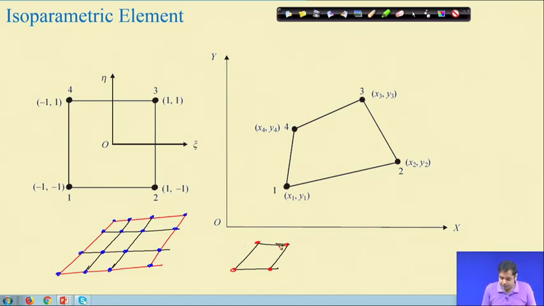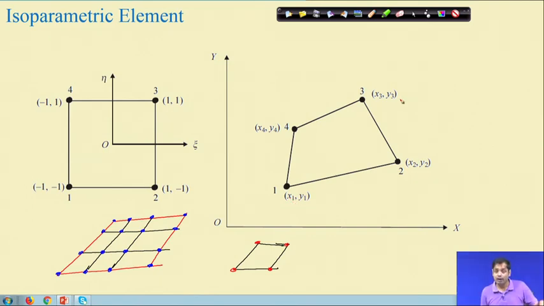So, what we can do is define two spaces. One is the parametric space, where your element, in this case, is a perfect square, 2 by 2, or you can have a 1 by 1 square. Okay. Now, then what happens? This is your parametric space, and then you have an actual element like this whose coordinates are x1, y1, x2, y2 and so on.